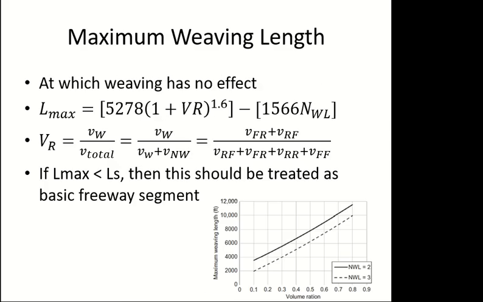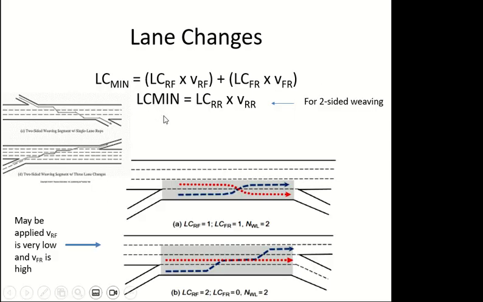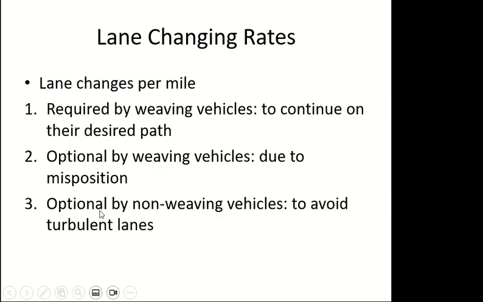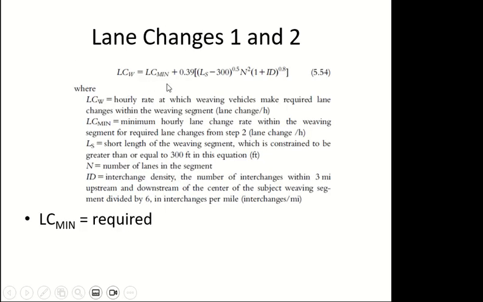Now I've already given you one equation for lane changes, which is this one. So these are minimum ones. These are required lane changes for weaving people. Then we are left with two others, optional by weaving and optional by non-weaving. So this part gives you optional lane changes by non-weaving people. So we need the short length, the length between the two ramps, we need the total number of lanes, and we need the interchange density. Interchanges, you count how many interchanges you have.